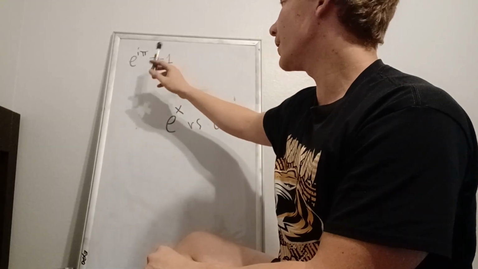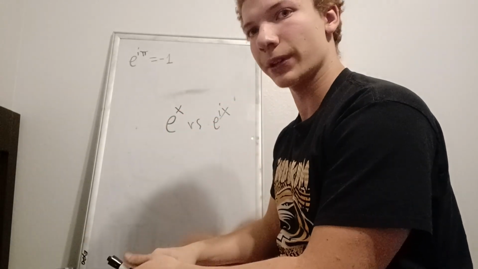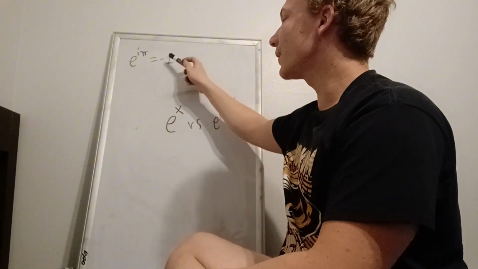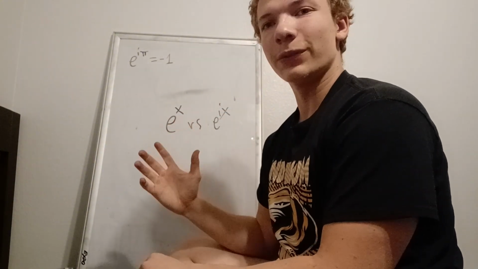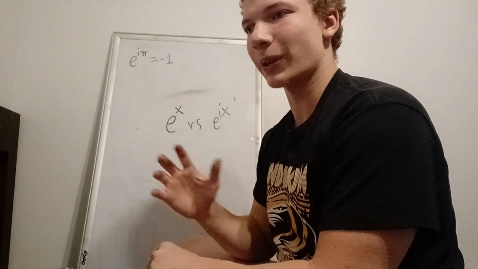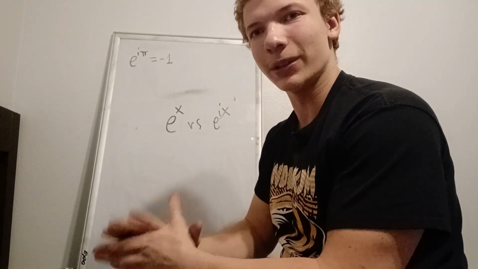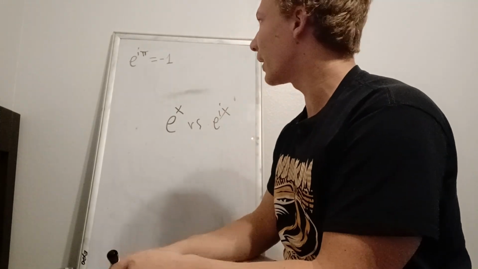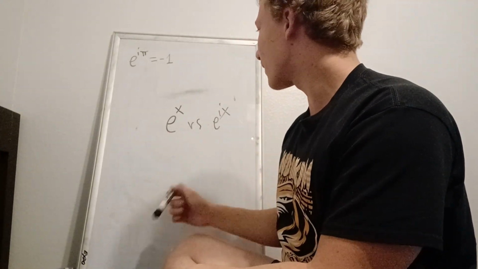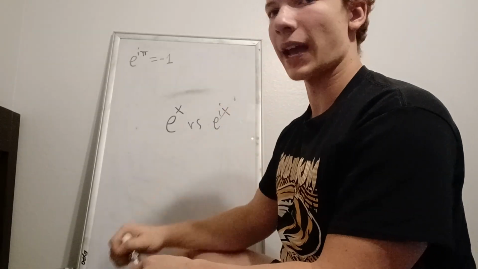Technically, the original is e to the i pi plus 1 equals 0, but this is equivalent. e to the i pi equals negative 1. It's a very beautiful equation using some of the craziest mathematical constants all in one. But why the heck does it work? And so to talk about this, we'll have to discuss e to the x versus e to the ix.